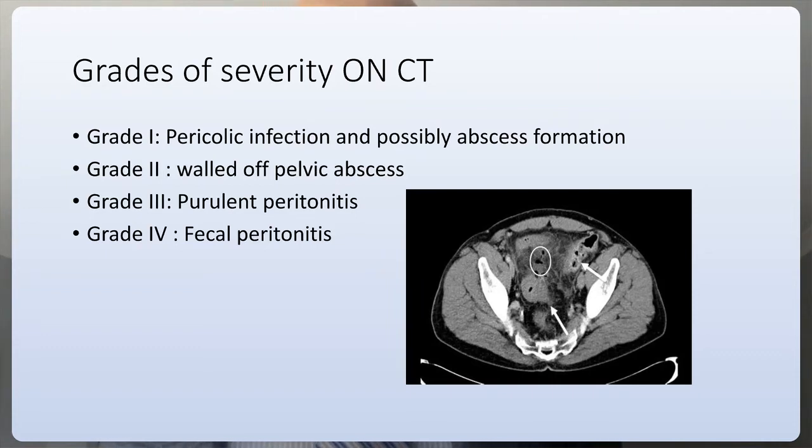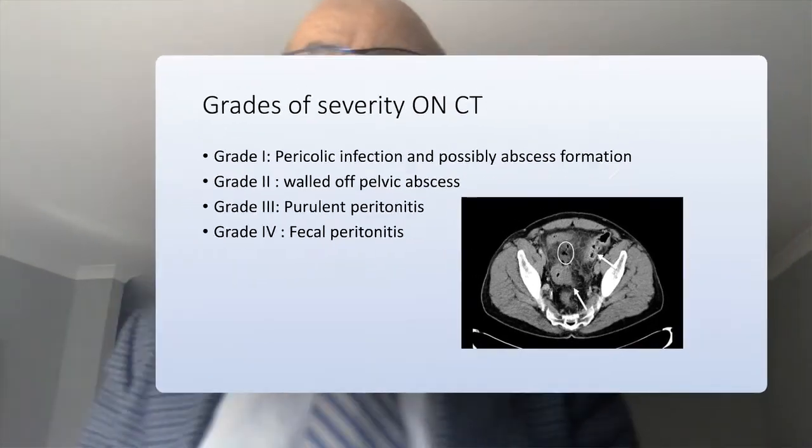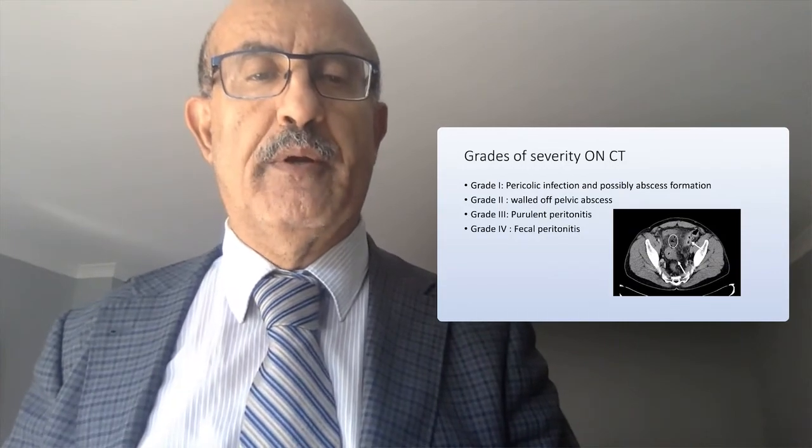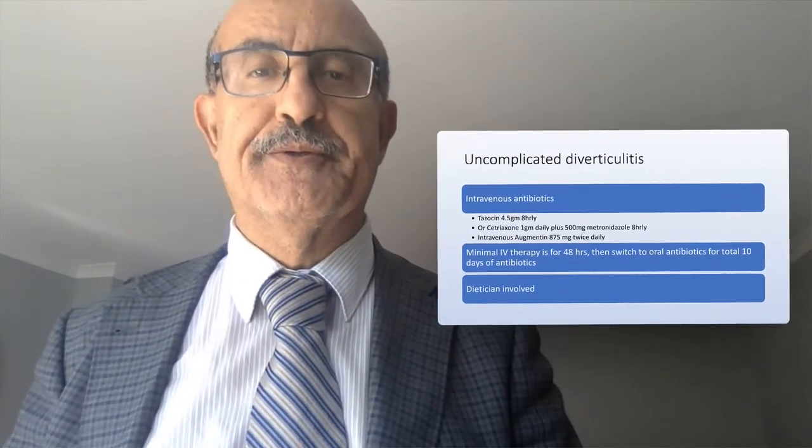Now, grade 3, when they have relatively severe peritonitis in the form of purulent peritonitis, and that might need a surgical intervention in the form of a laparotomy and a sigmoid colectomy. And also grade 4, it's fecal peritonitis, where there is a lot of fecal matter soiling the peritoneal cavity, and this tends to be the most severe form of diverticulitis, and that will require surgical treatment.